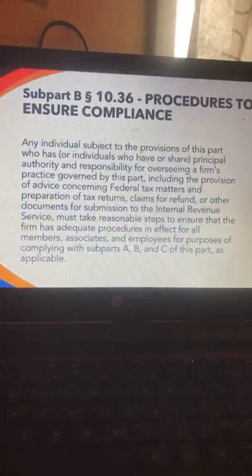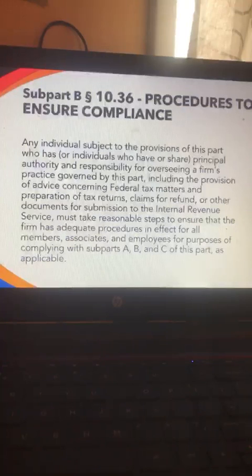Okay, moving on. 10.36. Let's talk about procedures to ensure compliance. Any individual subject to the provisions of this part who has principal authority and responsibility for overseeing a firm's practice, including the provision of advice concerning federal tax matters, and preparation of tax returns, claims for refunds, other documents for submission, must take reasonable steps to ensure that the firm has adequate procedures in effect for all members, associates, and employees.